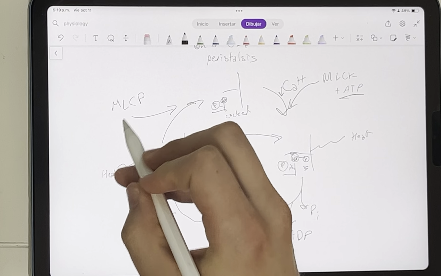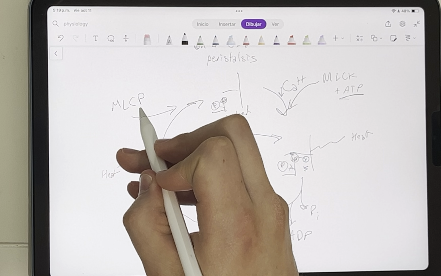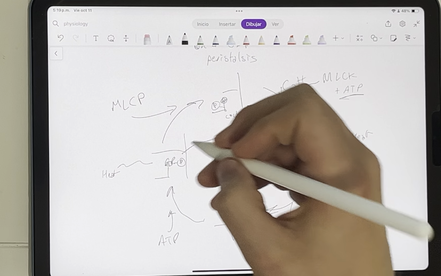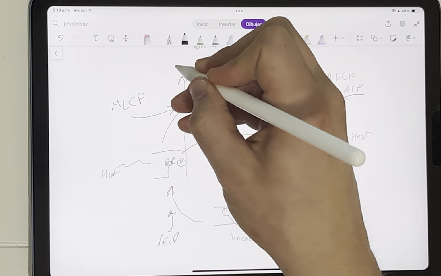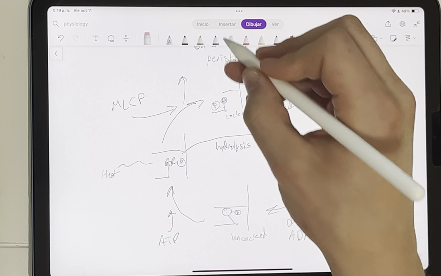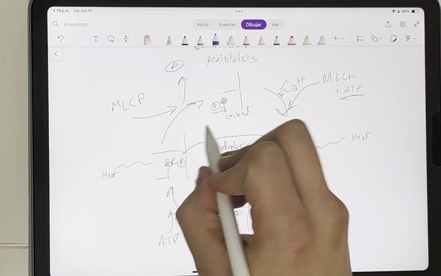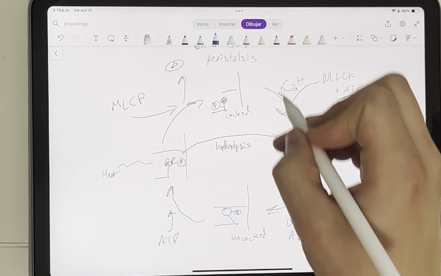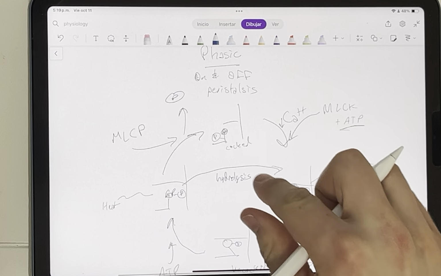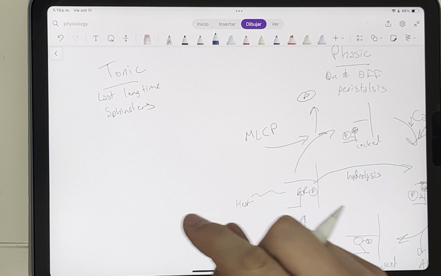MLCP is going to come. So this stands for myosin light chain phosphatase, and it's going to take off the phosphate group. So coming out, we're going to have that phosphate. This blue one here, I'll color coordinate. Our phosphatase right there, and it's going to return to this original position. And if there's calcium and MLCK and ATP again, it can continue to go in a circle. So that's what it looks like for our phasic muscles. And now we're going to talk about our tonic muscles.